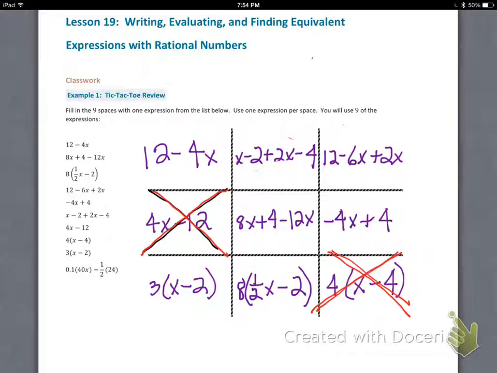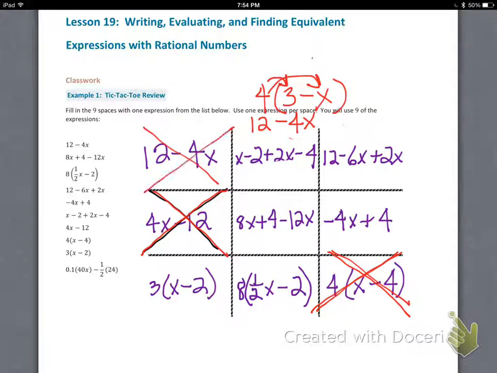Okay, hopefully some of you guys and gals discovered that yourself. Okay, here's another one: 4 parentheses 3 minus x. So go ahead and find that one, and then come on back. Okay, so yeah, taking this one and distributing it, you would see that 4 times 3 is 12. 4 times negative x is minus 4x.